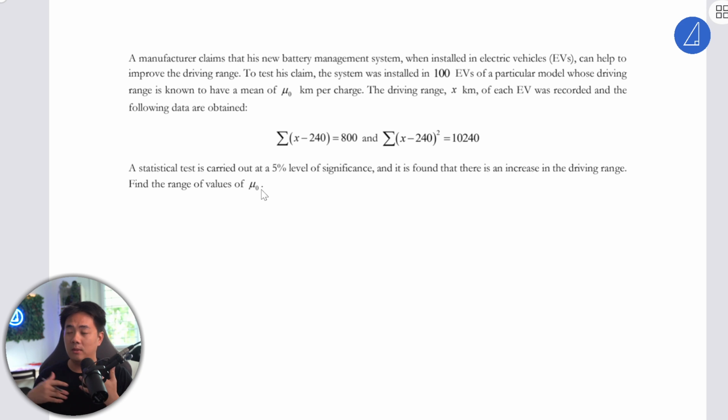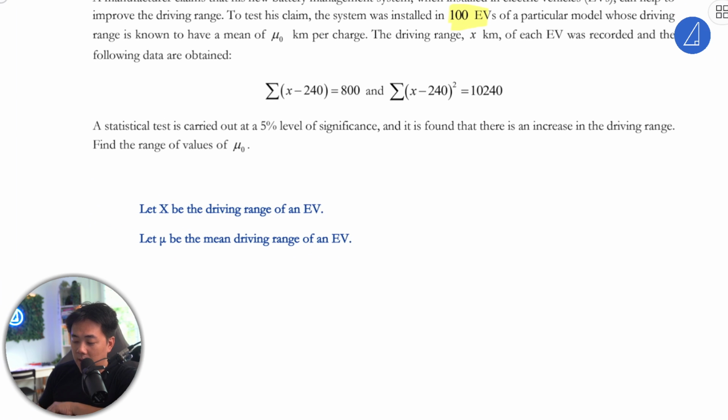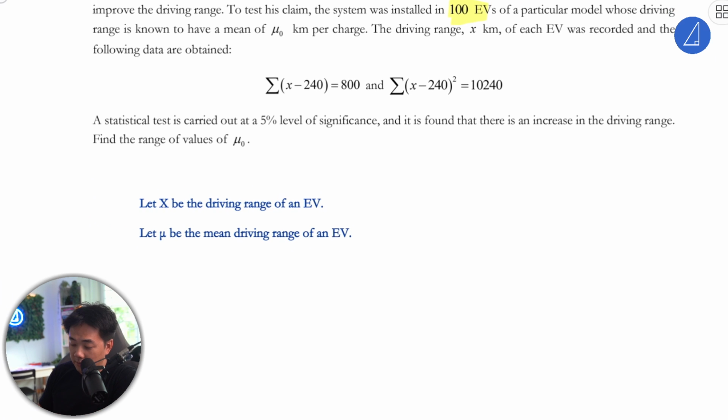What you're going to do is, in this case, we have 100 EVs here. Then we test, okay? So this cannot be two-tailed, and take note, we need to use CLT because it's not known to be normal, right? It's not known to be normal here. So I'm going to write the standard stuff. Let X be the, and then let mu be the, so this is it. Then once done, we're just going to write all the other stuff that we need.